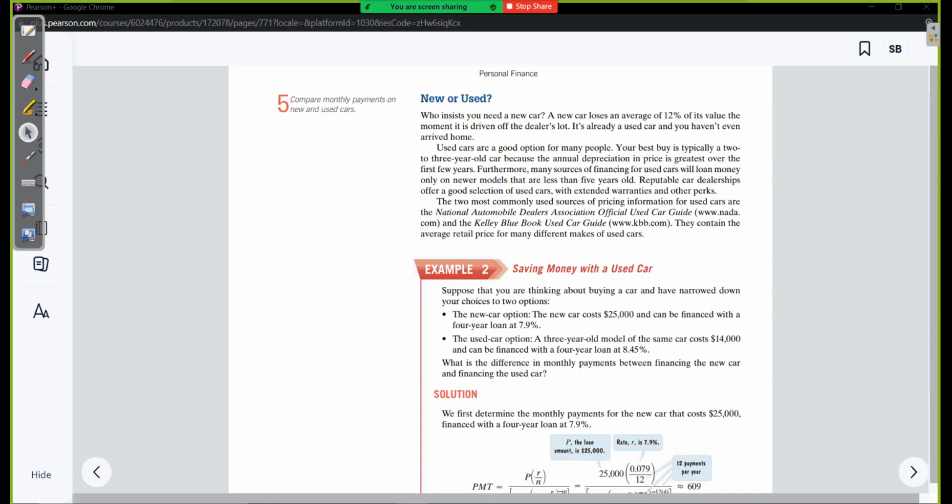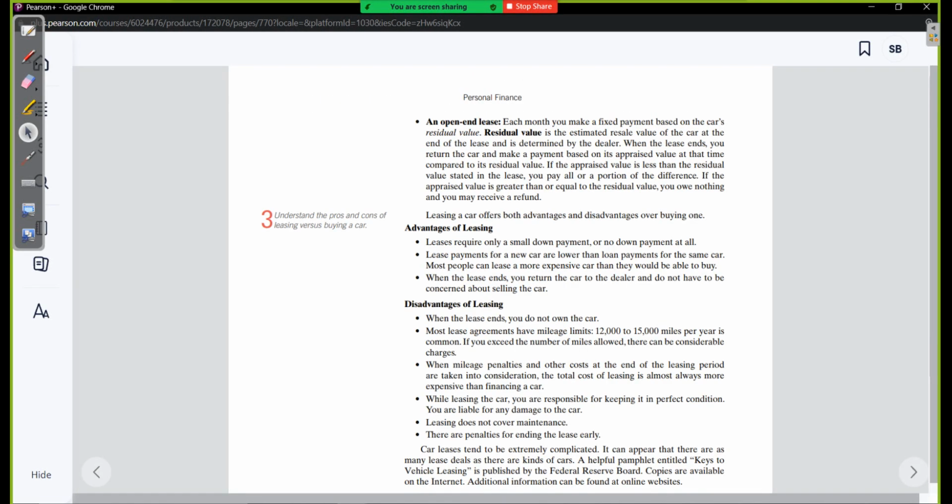So let's look at this particular example. Suppose that you're thinking about buying a car and have narrowed down your choices to two options. The new car option costs $25,000 and can be financed with a 4-year loan at 7.9%. And we are going to need to, because I certainly don't memorize it, pull in that ridiculous formula.